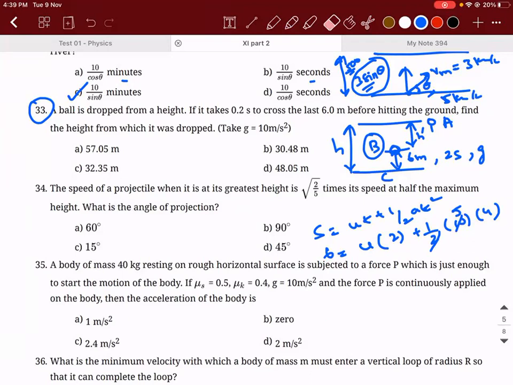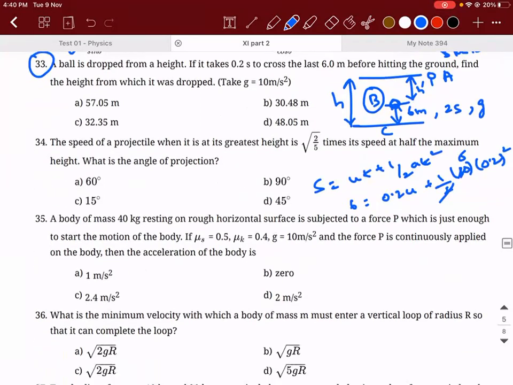It is 0.2 seconds. So 6 is equal to 0.2u plus half into 10 into 0.2 the whole square. This will cancel 5 times. 6 is equal to 0.2u plus 5 into 0.04. So 5 into 0.04 is 0.2. So 6 minus 0.2 is equal to 0.2u.